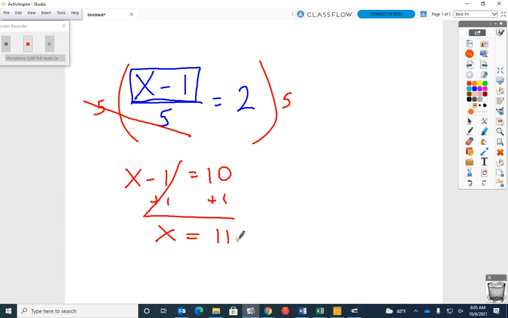Put which one there? Are you talking about this, right here? Why do we add the ones? Because this x is not by itself. It has a minus 1 over here. So we add 1 to both sides to get this x completely by itself. Okay? Are we good on that?